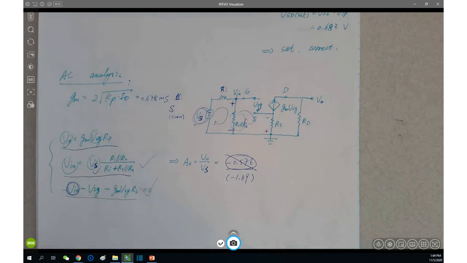Is this description clear? Yeah, I plugged in the wrong equations. I see my mistake. Thank you. Sure. The bottom equation is the loop in the middle, correct? Correct. Thank you.